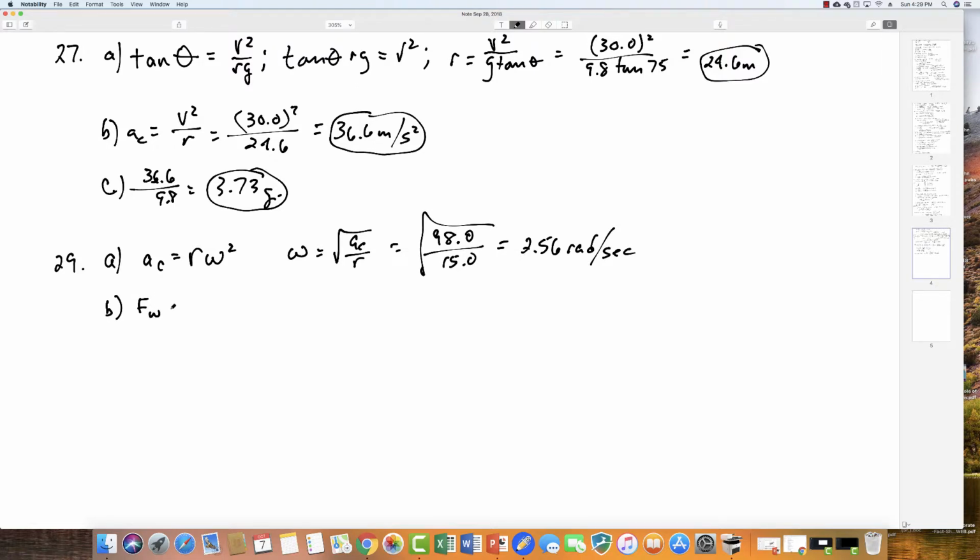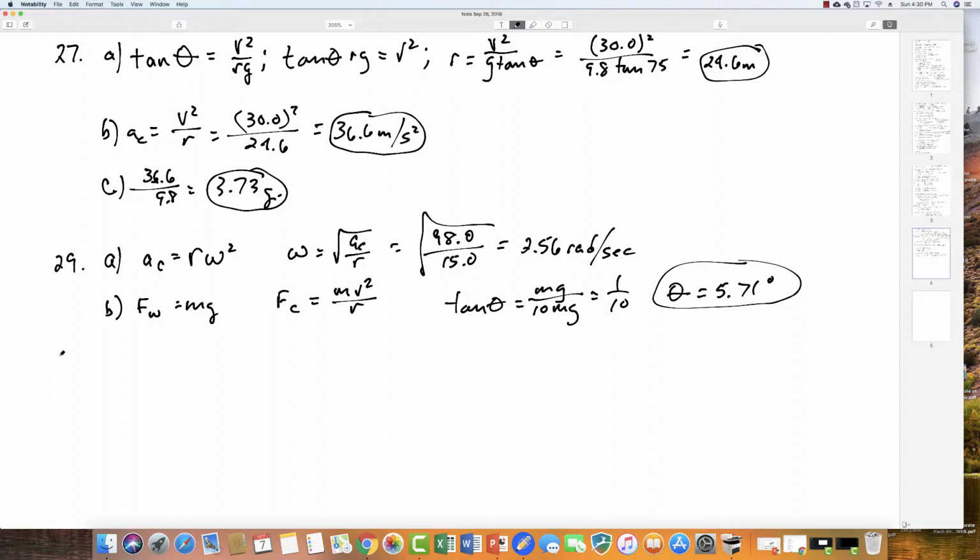So the first thing, you know that the weight, Fw, in the diagram you're looking at, is going to equal mg. And you know that Fc is going to equal mv squared over r. Now the trick is you have to see that the tangent of the angle is equal to mg over 10 mg, because they tell you it's 10g, so the tangent is 1 over 10. And if you do that calculation, that means that theta is equal to 5.71 degrees. And they drew the free body diagram. They made it pretty easy by doing the drawing for you.